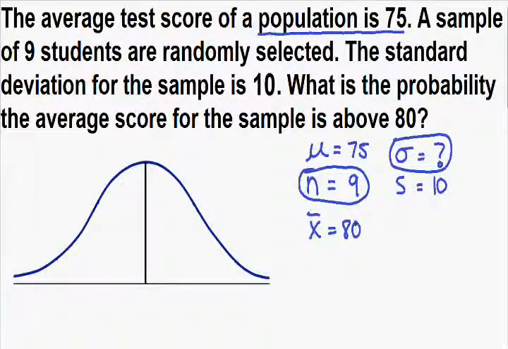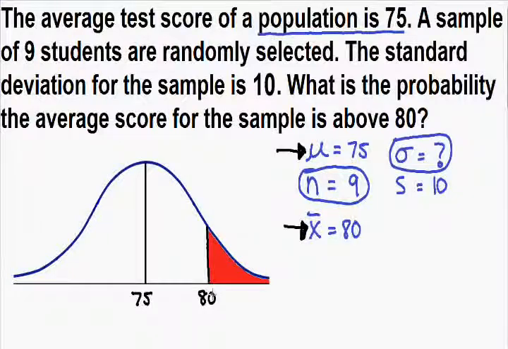Okay, so let's draw everything on the curve. We know that the population average is equal to 75, and that always goes directly in the middle of the curve. And we know that the average for the sample is equal to 80. Since 80 is greater than 75, I'm going to place that value of 80 anywhere above the value of 75. This question is asking us, what is the probability that the average for this sample is above 80? So we need to find the area above 80, and that will give us our answer.